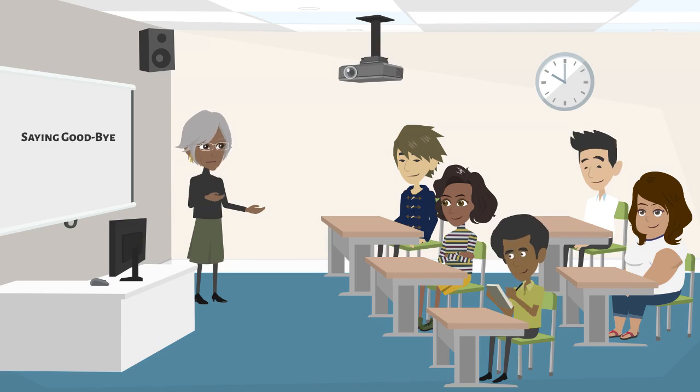Now, let's move on to informal goodbyes. These are used among friends, family, or in casual situations. Here are a few examples. See you later or see you soon are commonly used in informal goodbyes. They imply that you will see the person again in the near future and are suitable for most casual settings.